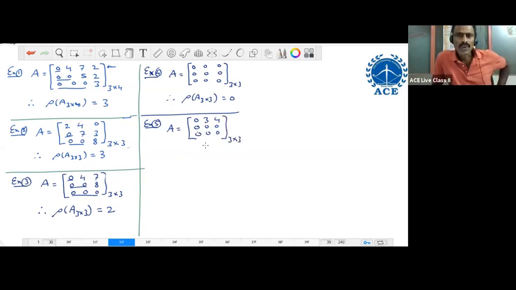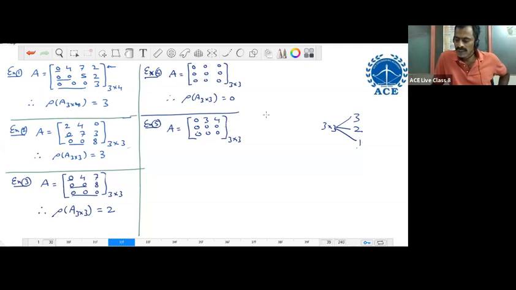Directly in this matrix, only one non-zero row is present. Out of 3 rows, only 1 row is a non-zero row. In a 3 by 3 matrix, we'll have 3 rows only. All 3 rows may be non-zero rows, 2 rows may be non-zero rows, or 1 row may be a non-zero row. These are the possibilities.